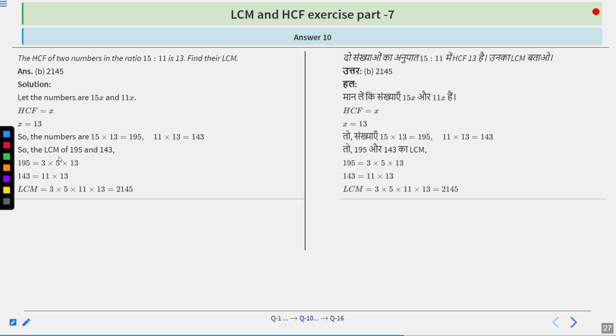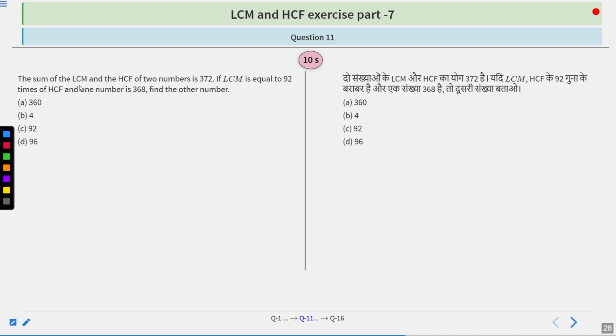To find the LCM, we are going to use the prime factorization method. Prime factors of 195 are 3 into 5 into 13, and prime factors of 143 are 11 into 13. So therefore, LCM is equal to 3 into 5 into 13 into 11, that is 2145. Option number B is the correct answer.